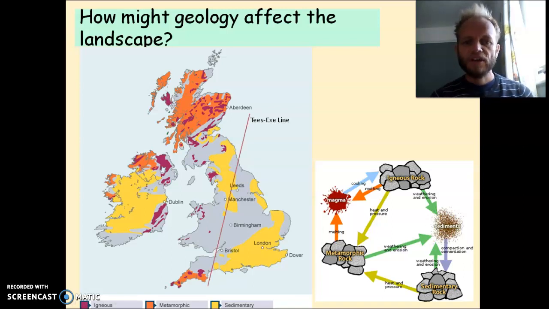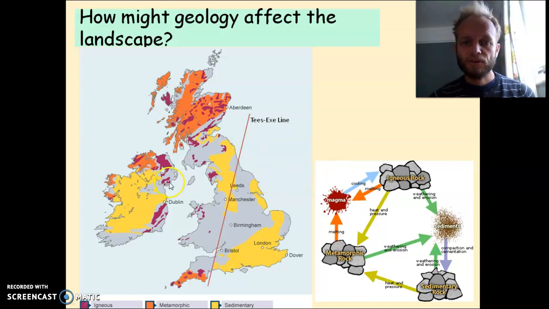So you can see a general pattern on this map, where to the north and west of the Tees-Exe line we have more harder rocks. We have our igneous and metamorphic rocks. And to the south and east of the line we have our softer rocks, our sedimentary rocks. And those will affect the landscapes that we get in those different areas. Where we have hard rocks, we get certain types of landscapes, which we'll look into. And then where we have softer rocks, we have other types of landscapes.